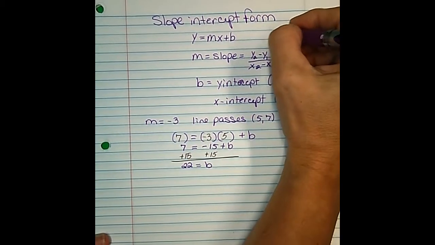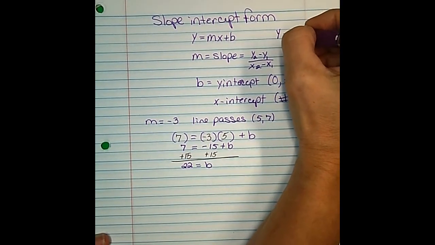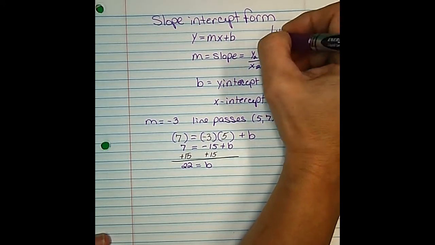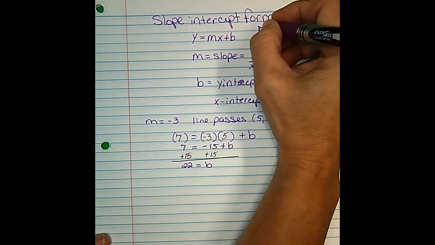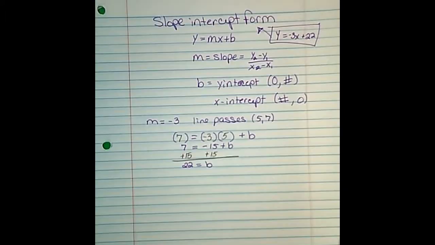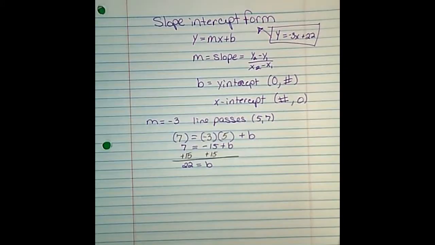So I can write this. I know what my m is, it's -3, and my b is +22. So this is my answer if I'm writing it in slope-intercept form. Now, if I wanted to graph this, I'd have to use a bigger graph than what I've been using. I've been using a 10 by 10. So let's just take a regular graphing sheet and let's try to graph this.